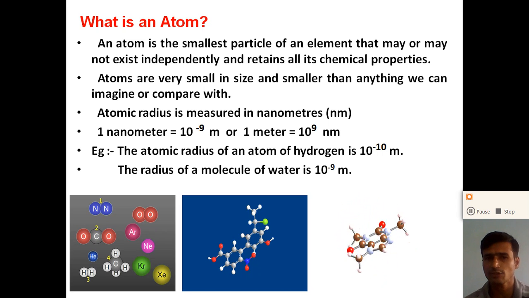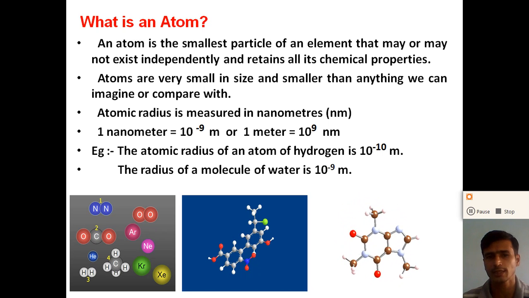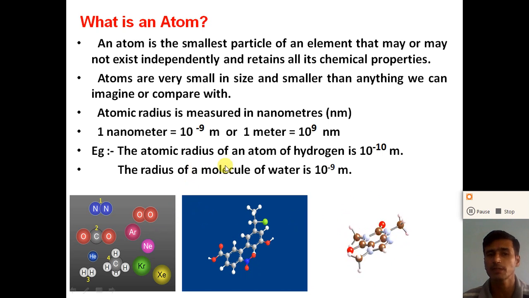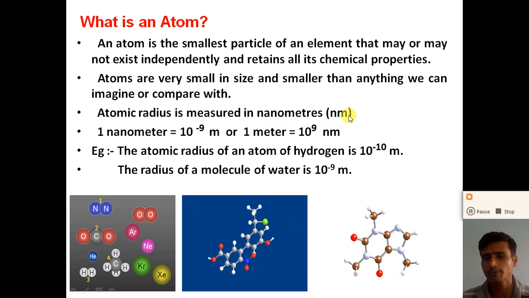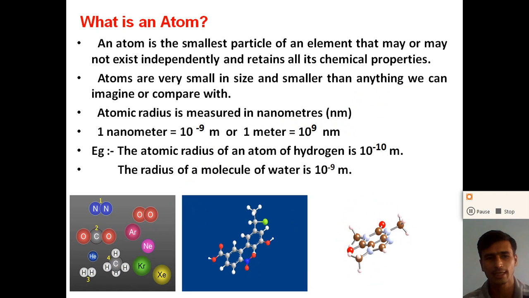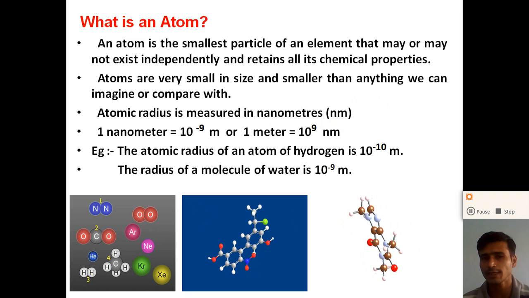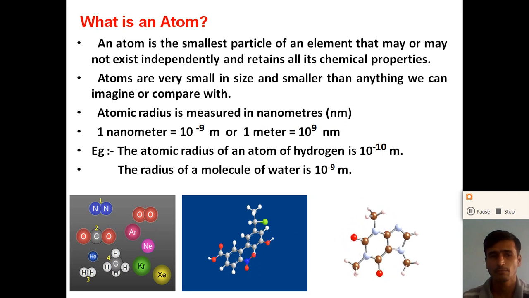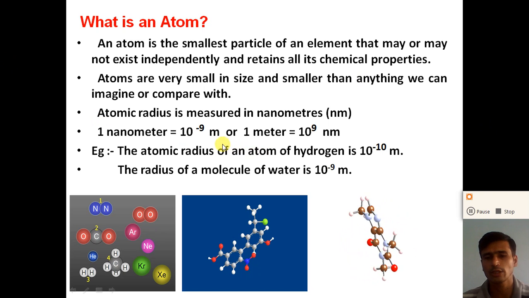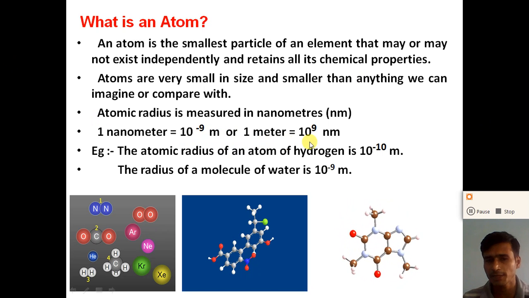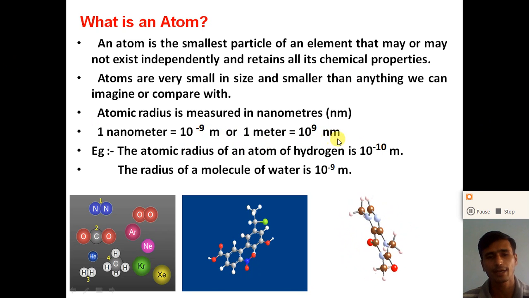The size of the atom is measured in nanometers. Dear student, nanometer is a unit of length, a very small unit of length. The atomic radius of the atom is measured in nanometers. What do you mean by a nanometer? 1 nanometer is equal to 10 raised to minus 9 meter, or we can say that 1 meter is equal to 10 raised to 9 nanometer.